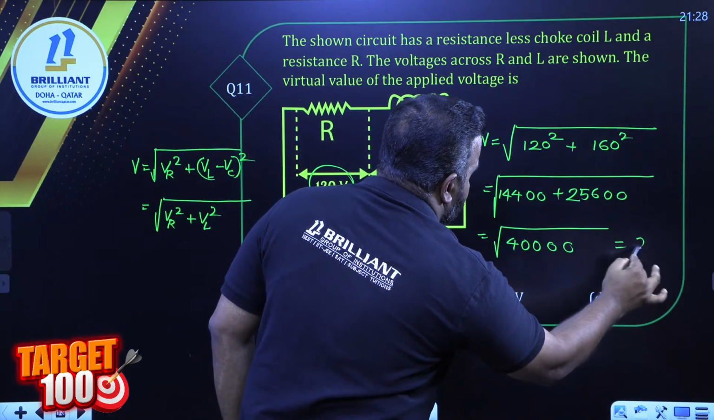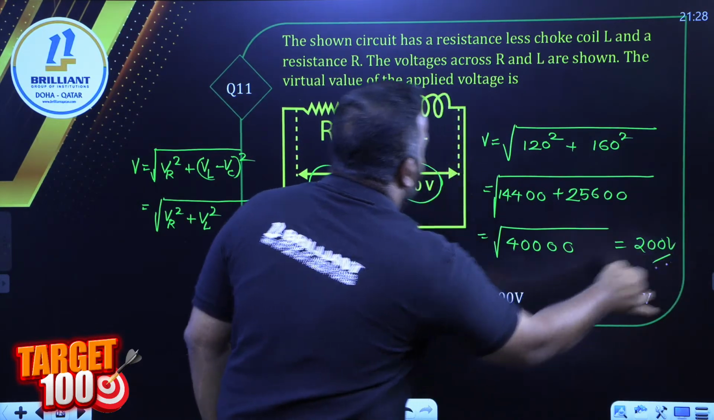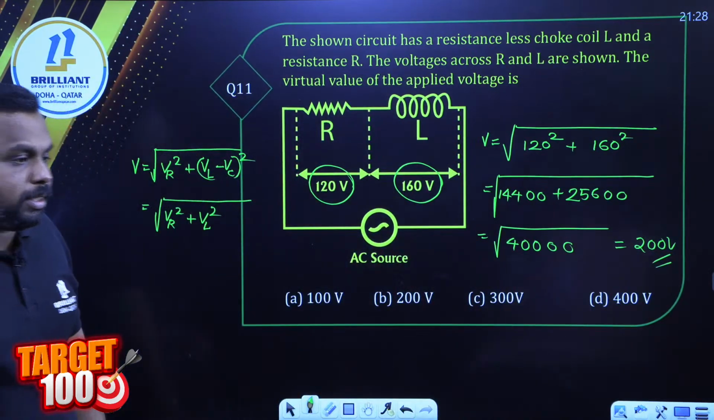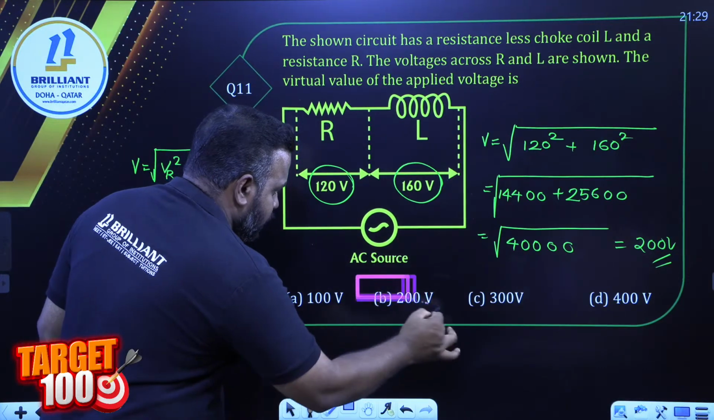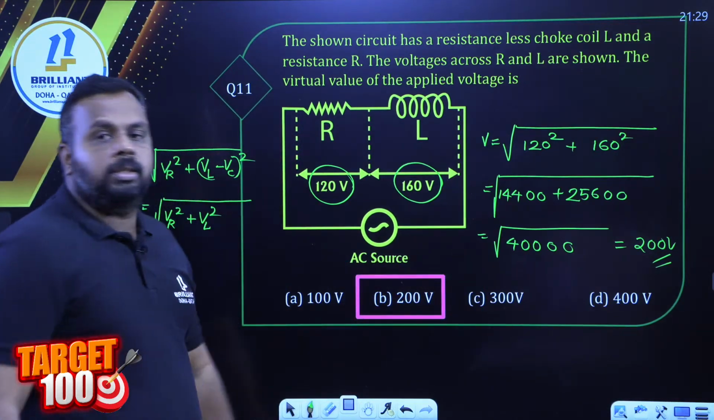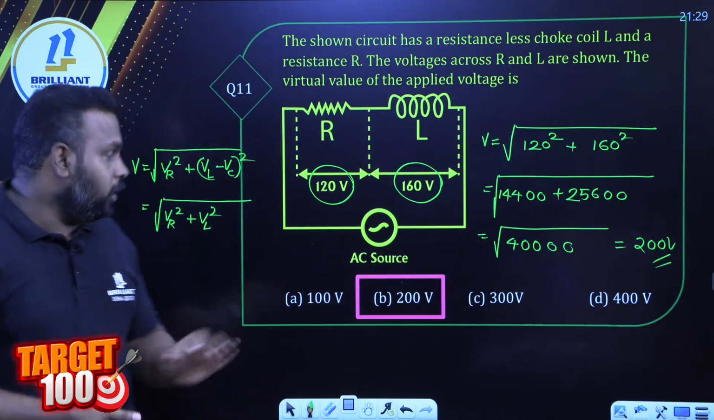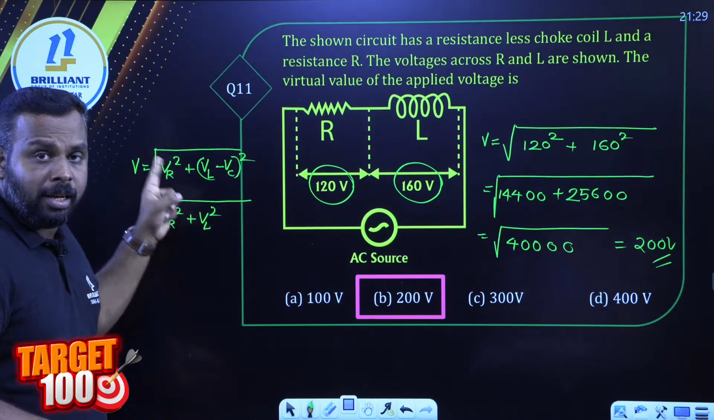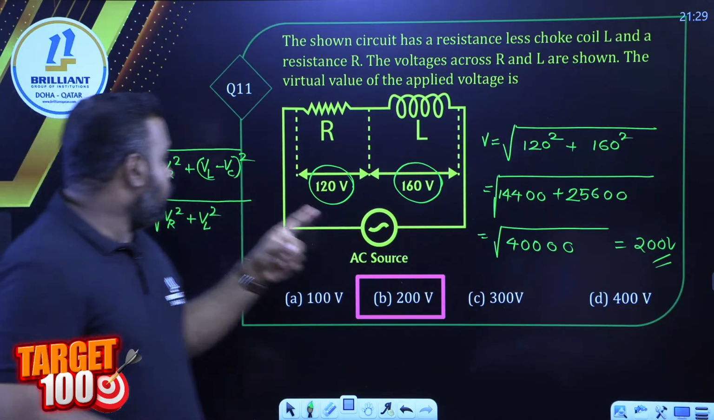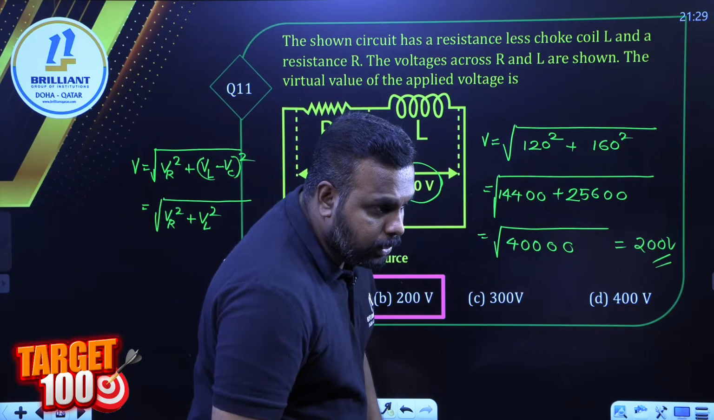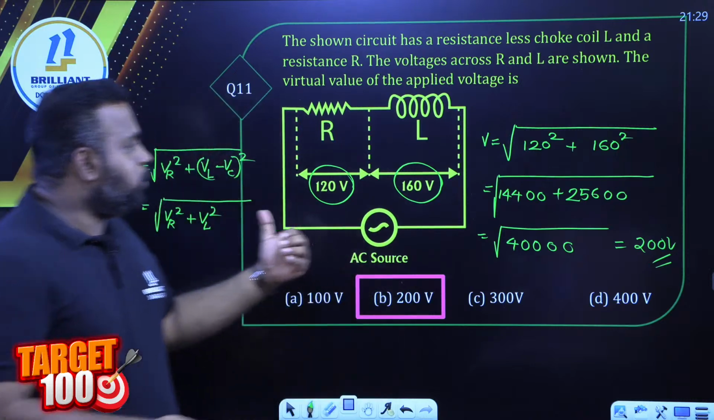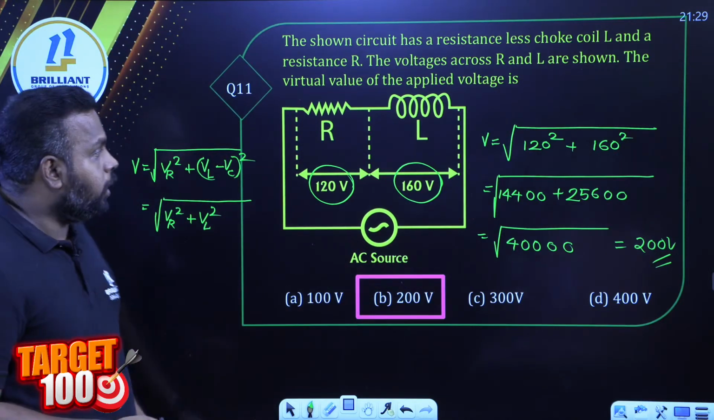So the right answer for this question is 200 volt. 200 volt is our right answer. Option B. Is it clear or not? So this is also a repeating type question. They will ask the effective voltage. So LCR circuit means this is the formula, VR square plus VL minus VC the whole square. Yes. Right. So I am going to the next question now.